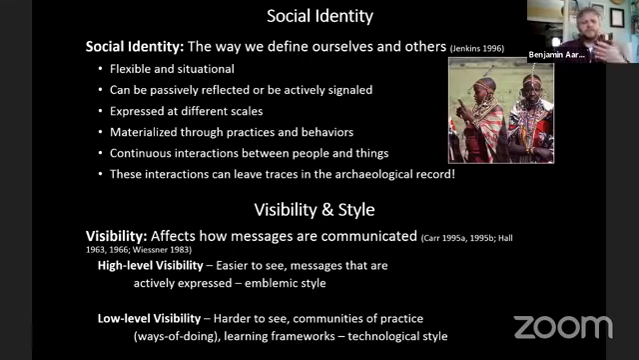And then in terms of visibility and style, what's visibility? Of course, visibility affects the way that the messages we communicate are integrated. High-level visibility attributes of artifacts are things that are easier to see. They're messages that are usually actively expressed, something we call emblemic style, whereas low-level visibility attributes are things that are harder to see. That has to do with what we call communities of practice, or the learning frameworks, the way you learn how to do something. You don't necessarily think about the way you tie your shoe because you learned how to do that. But what are the processes in there that tell us how you learned these things? That's what we call technological style.